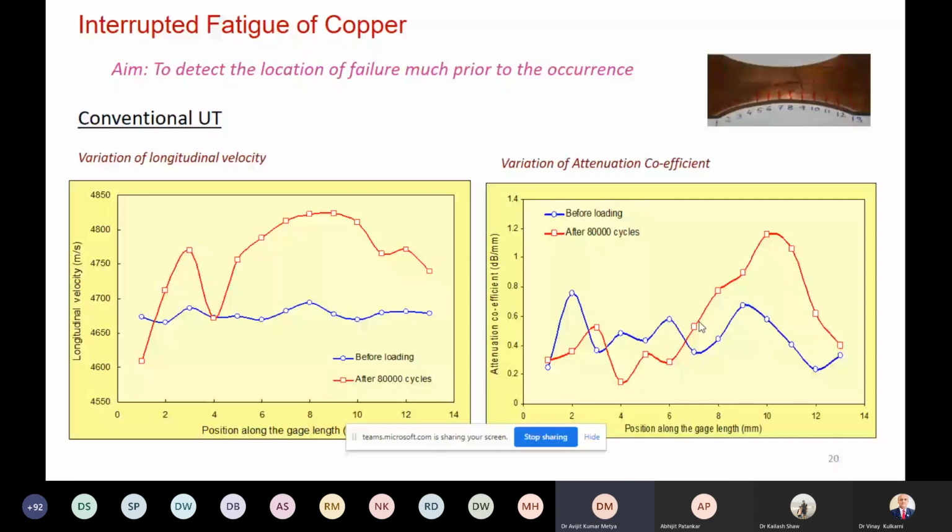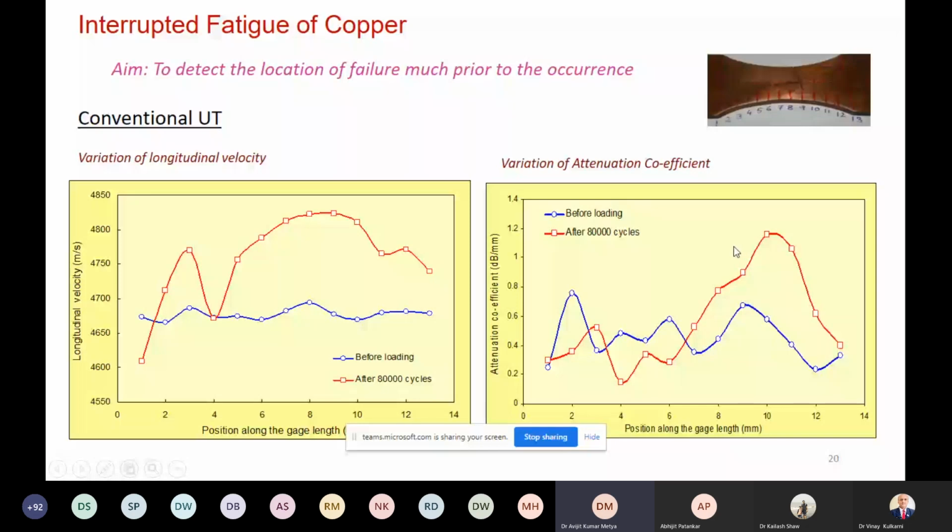But from these two plots, the velocity and attenuation coefficient plots, we cannot tell effectively from which position it failed. But in the attenuation coefficient, more or less we can see there is an increase at position 9 or 10, the red color. Next we have done the nonlinear ultrasonic measurement, whatever I have told.